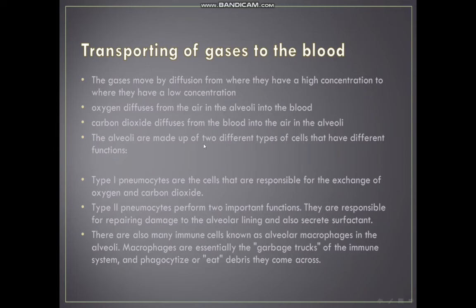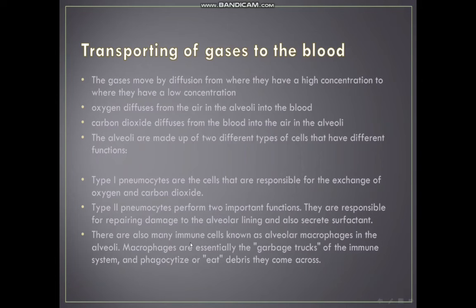The alveoli are made up of two different types of cells that have different functions: type 1 pneumocytes and type 2 pneumocytes. The type 1 pneumocytes are the cells responsible for the exchange of oxygen and carbon dioxide. The type 2 pneumocytes perform two important functions. They are responsible for repairing damage to the alveoli lining and also secrete surfactant. The surfactant is also important.